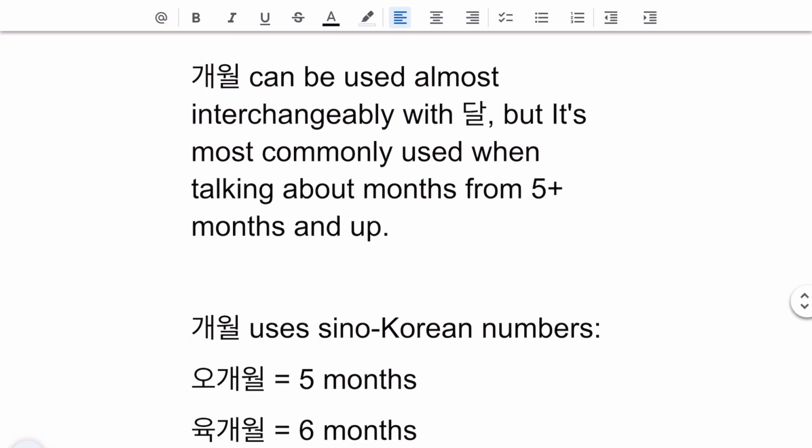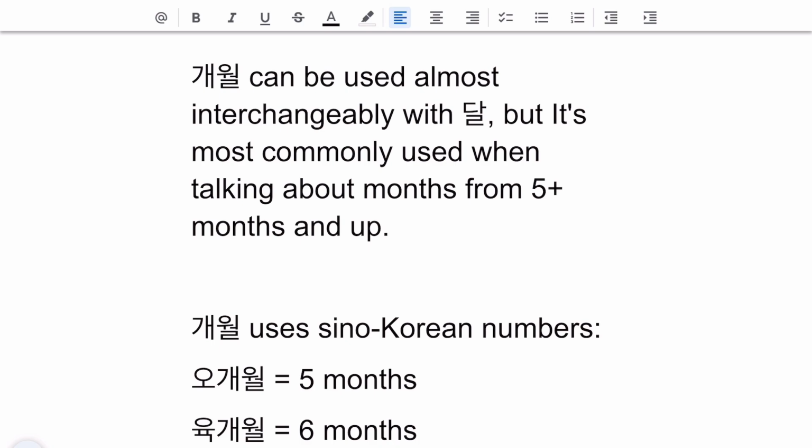Now on to 개월. So this one is almost interchangeable with 달, but it's kind of the same thing we're talking about with 달, where it's more commonly used with certain numbers.